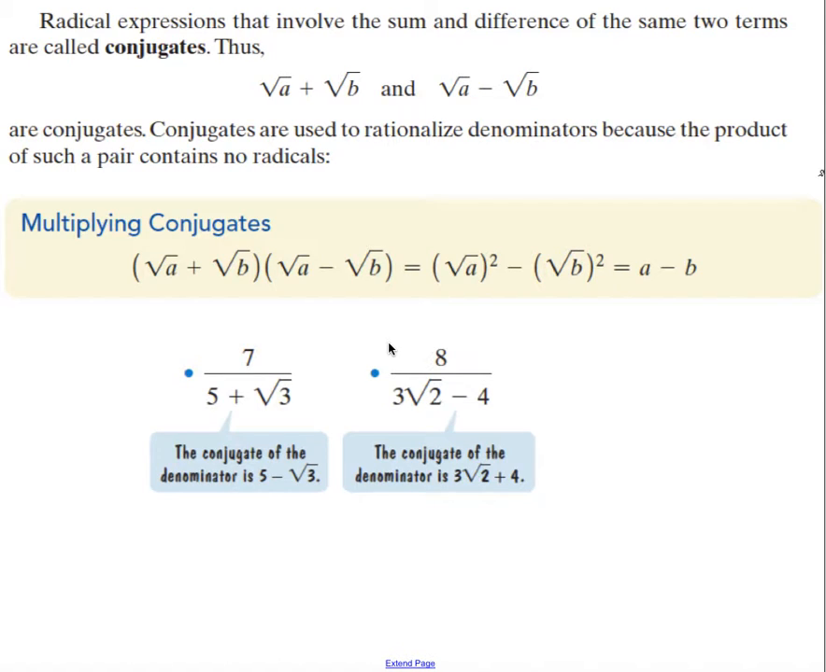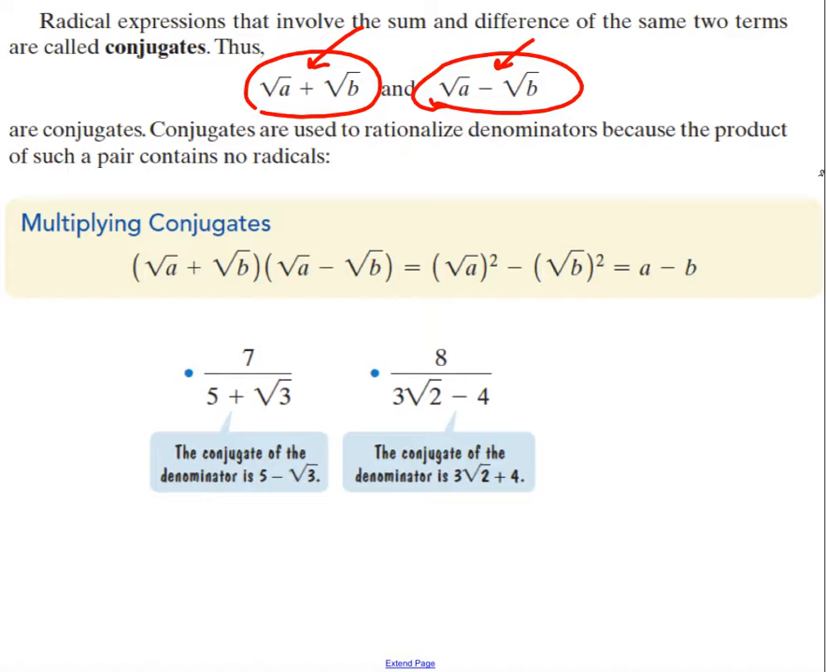All right, this video focuses on what we call conjugates. Go ahead and pause and read. Radical expressions that involve the sum and difference of the same two terms are called conjugates. So if we have the square root of a plus the square root of b, for the conjugate we look at this sign right here and take the opposite of it, minus. So these are considered conjugates of each other.